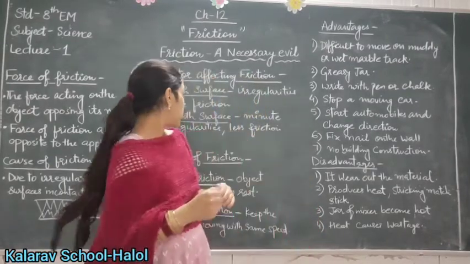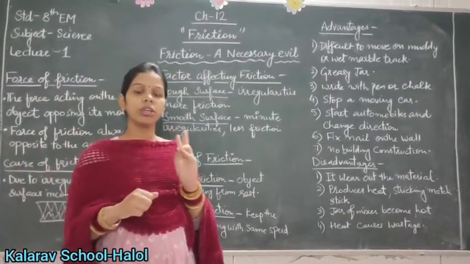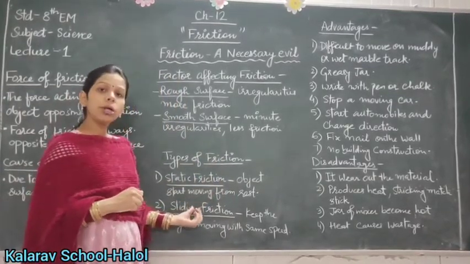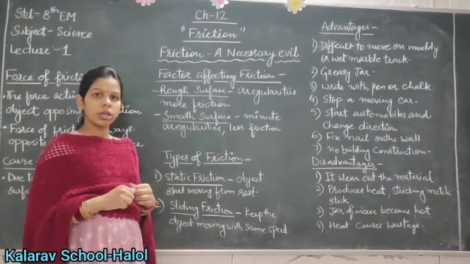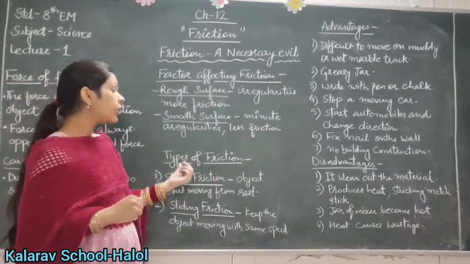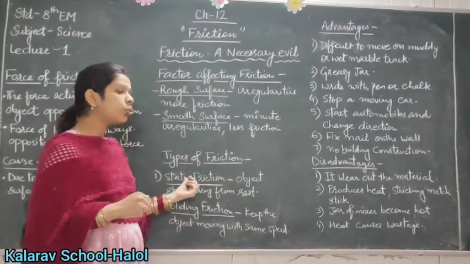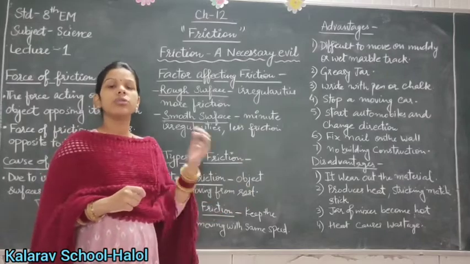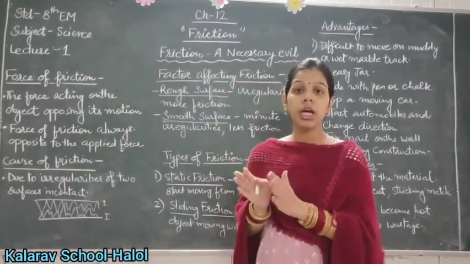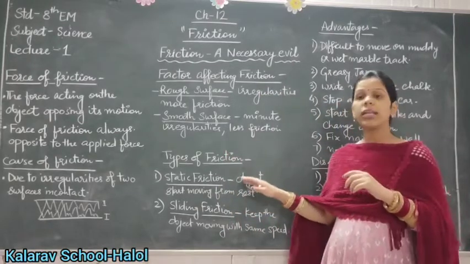Next is types of friction. We have two types of friction: number one, static friction, and number two, sliding friction. Static friction is the force of friction which comes into play when objects start moving from rest. When the objects start moving from rest, the force of friction acting on the body is called static friction.